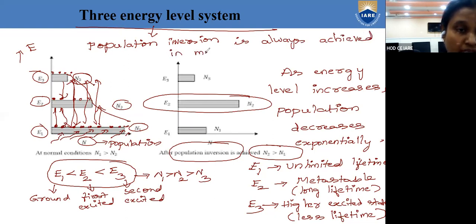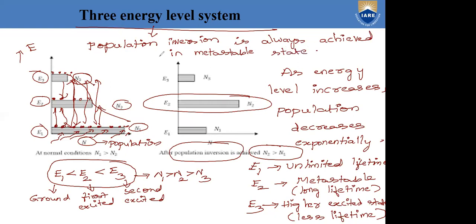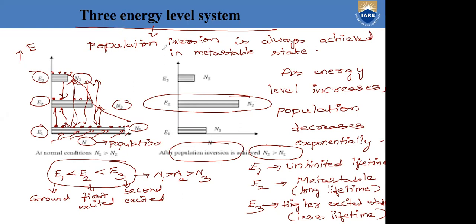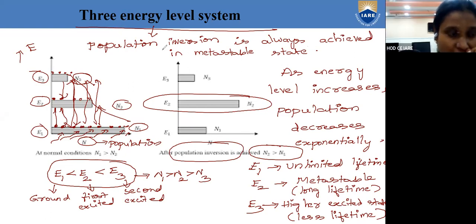Now, can you people tell me why population inversion is always achieved in the metastable state? Because its lifetime is more. What do you mean by lifetime being more? It will retain atoms for more time, so that's why its population will be more. I hope you are able to understand what population inversion is.